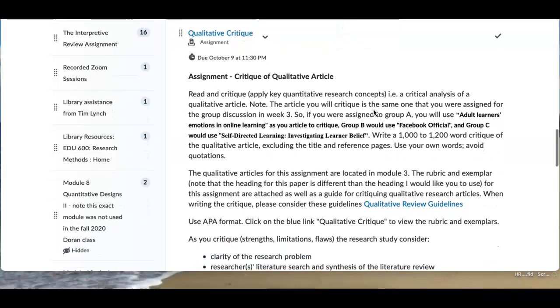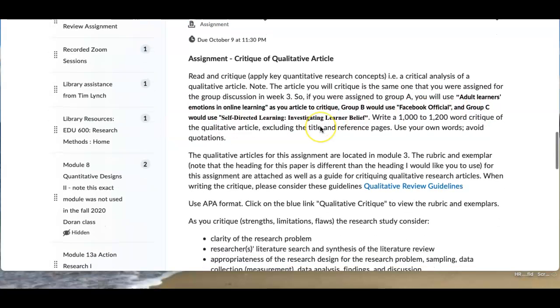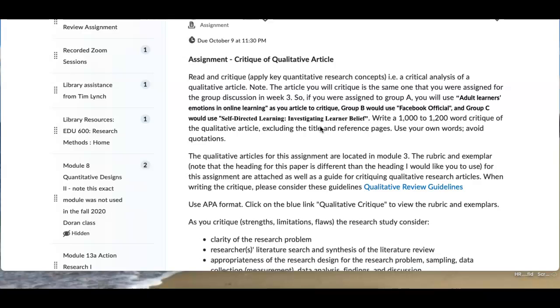So what do we have this week? Well, due tomorrow is the critique of the qualitative article. As you know, this was the article that you discussed as a group in week number 3. So what does that mean? If you were assigned to group A in week number 3, and this is the article that you were reading, you would be using that same article to personally critique.